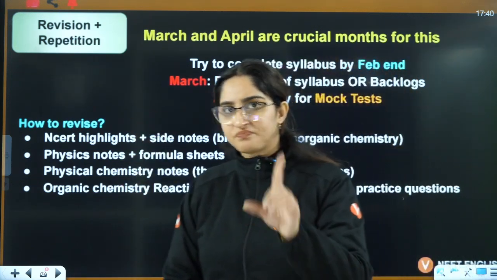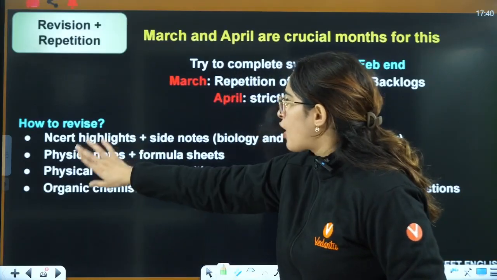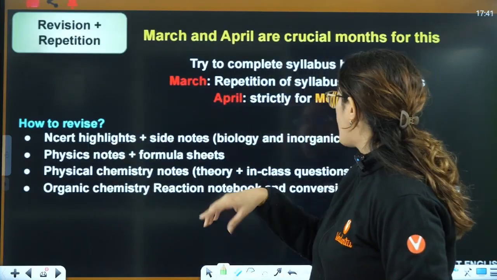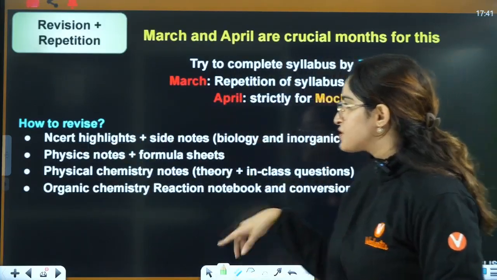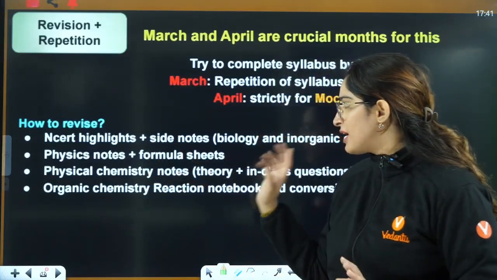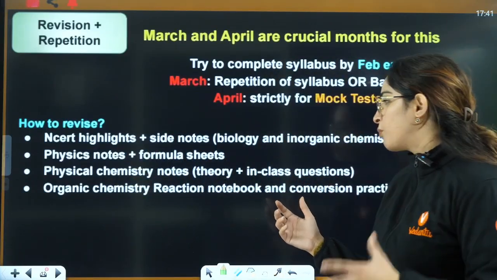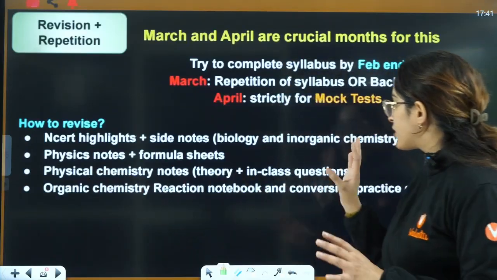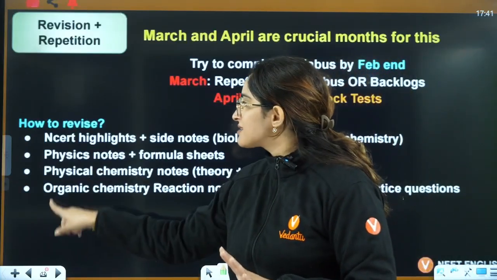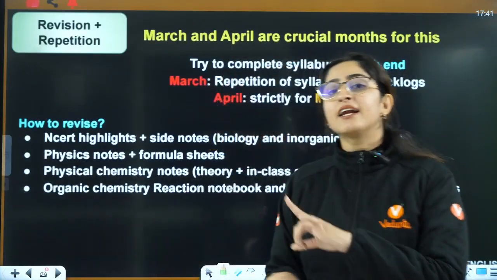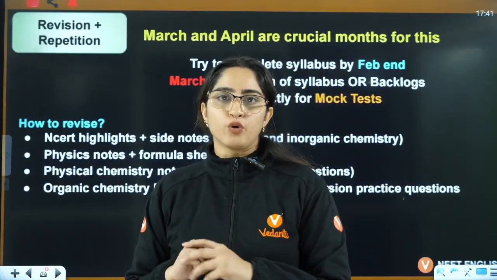You will see first revision is from NCERT highlights, side notes for biology and inorganic chemistry, physics notes plus formula sheet, in physical chemistry notes, theory, in class questions plus formula sheet, and in organic chemistry reaction notebook and conversions. These things should be there. And in addition to this, mistake notebook, right?